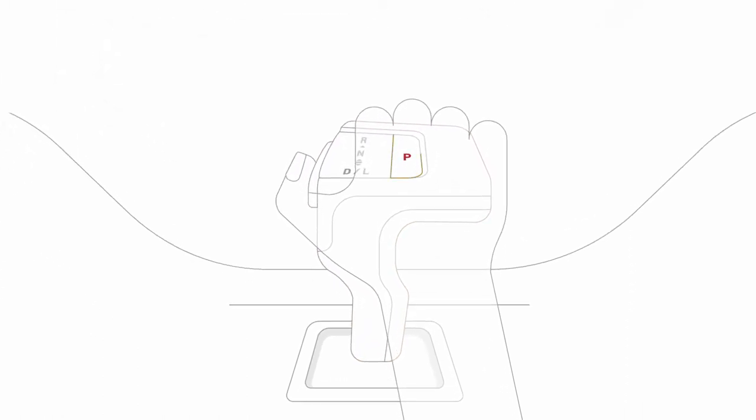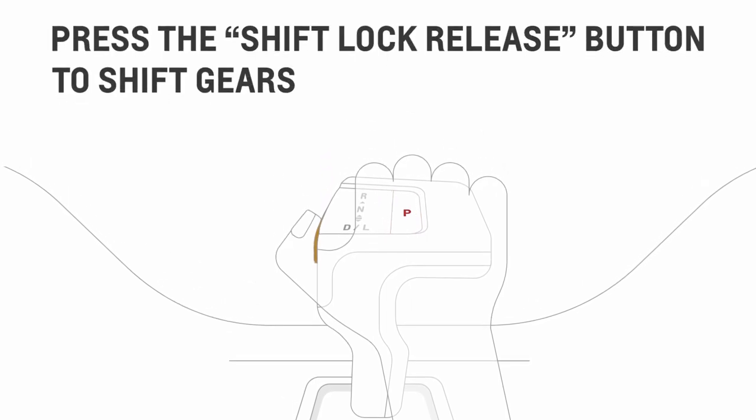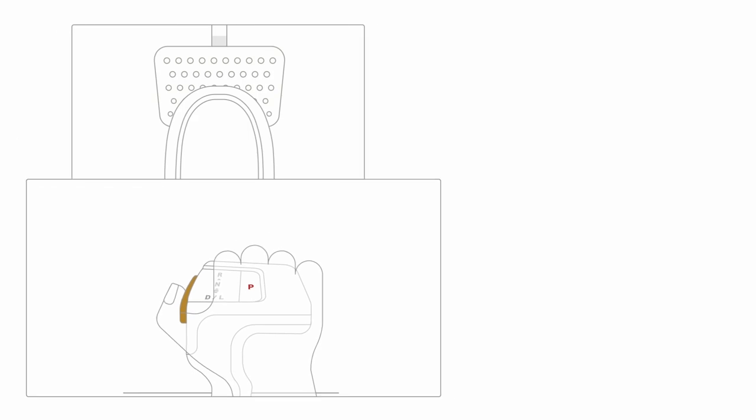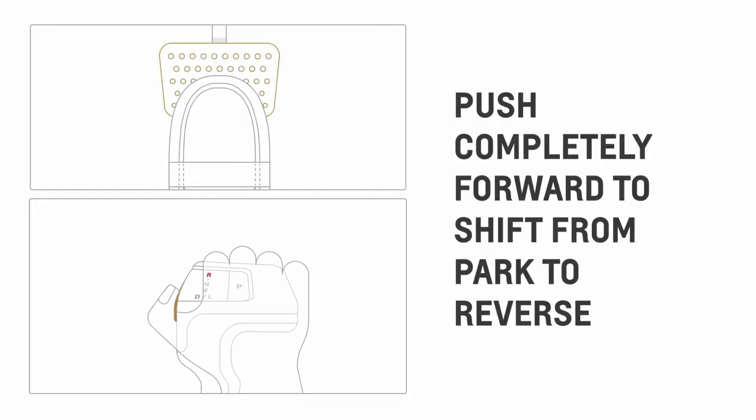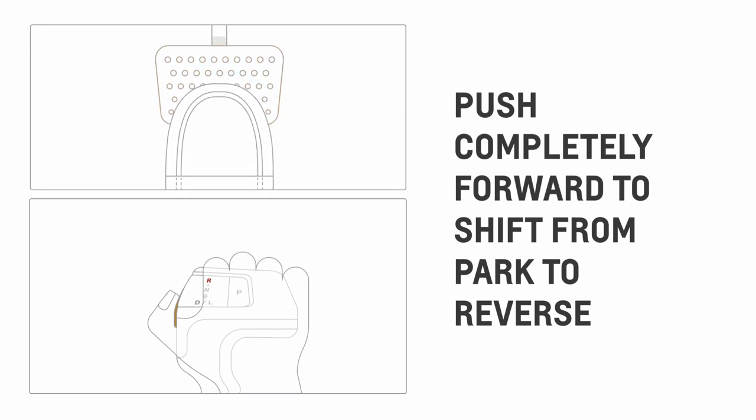It has a park button at the top of the lever and a shift lock release button on the side that you need to press in order to shift gears. With your foot on the brake pedal, press and hold the shift lock release button. Push the shifter forward toward R.